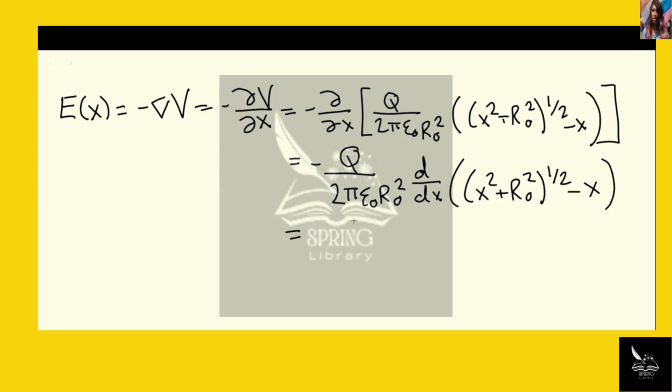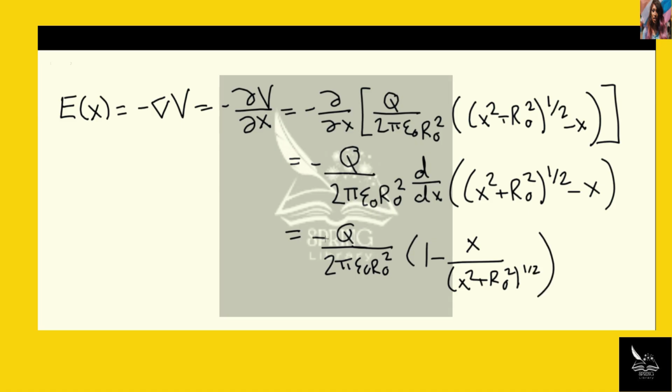And this will simplify down to negative q over 2 pi epsilon naught r naught squared, the same constants as before, times 1 minus x over the square root of x squared plus r naught squared. Also, this negative sign is gone. And that's it. That's the expression.